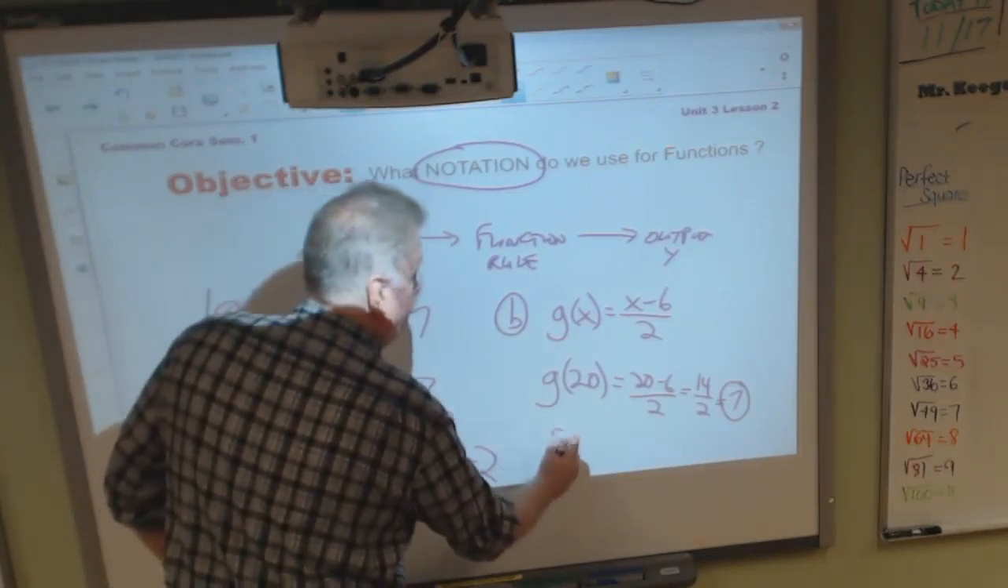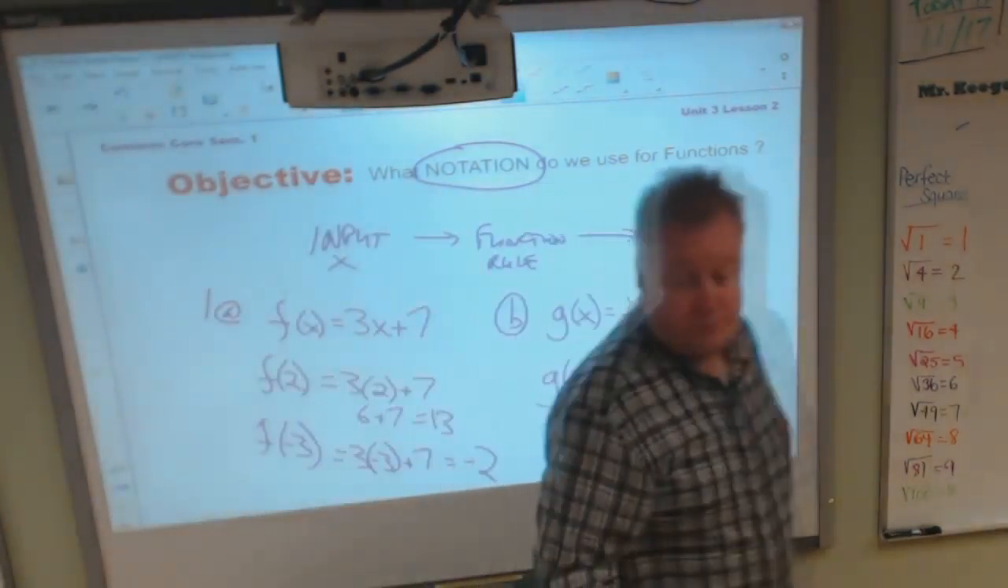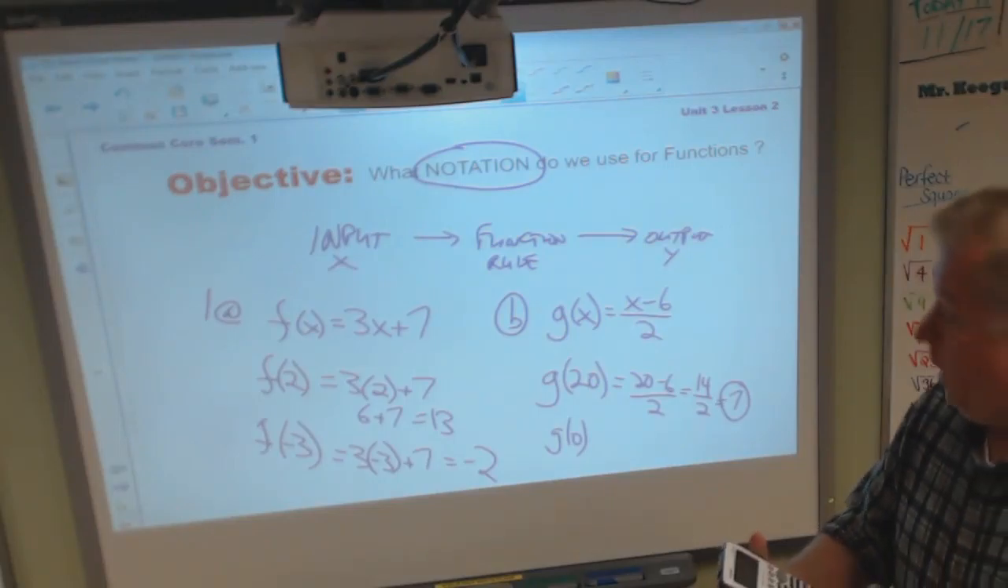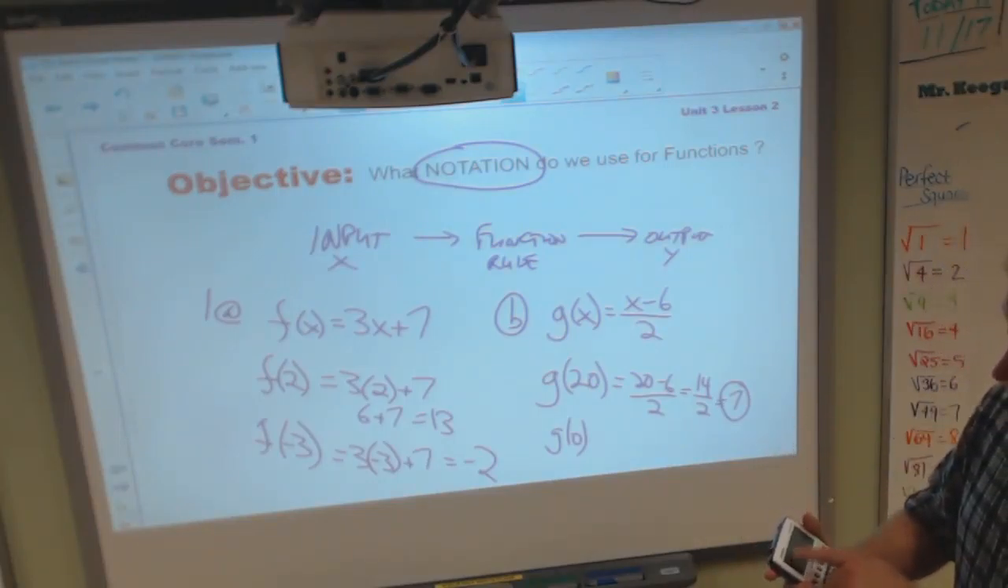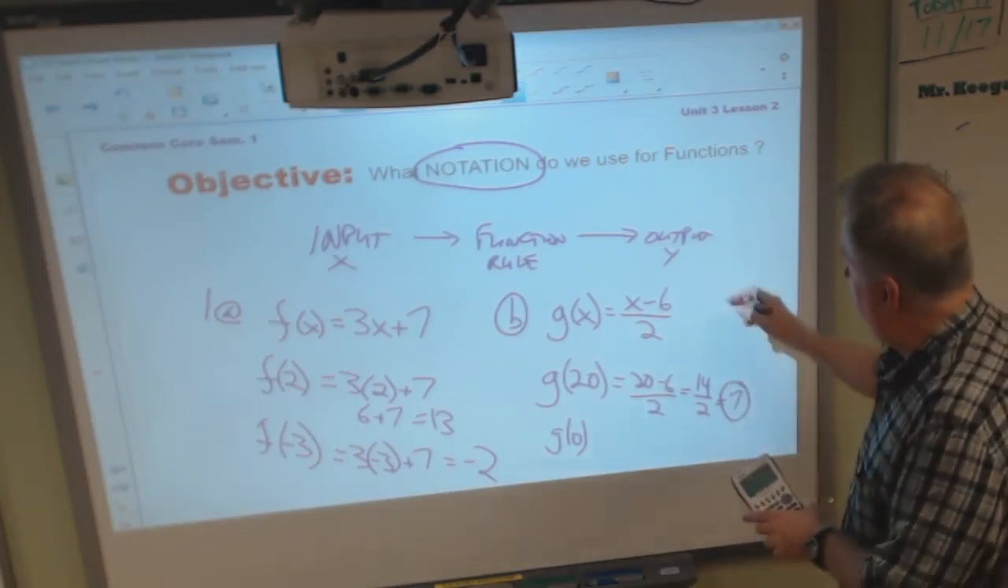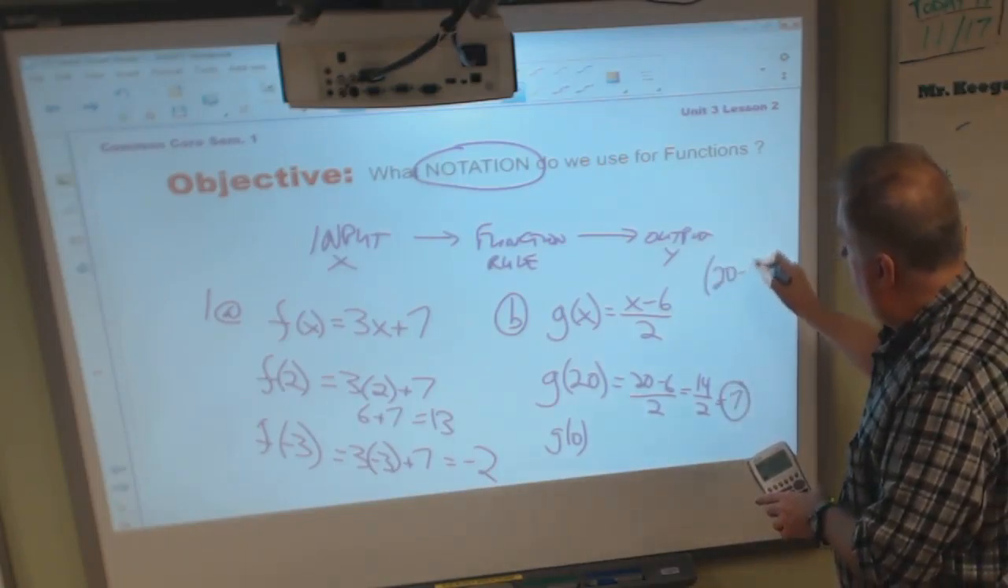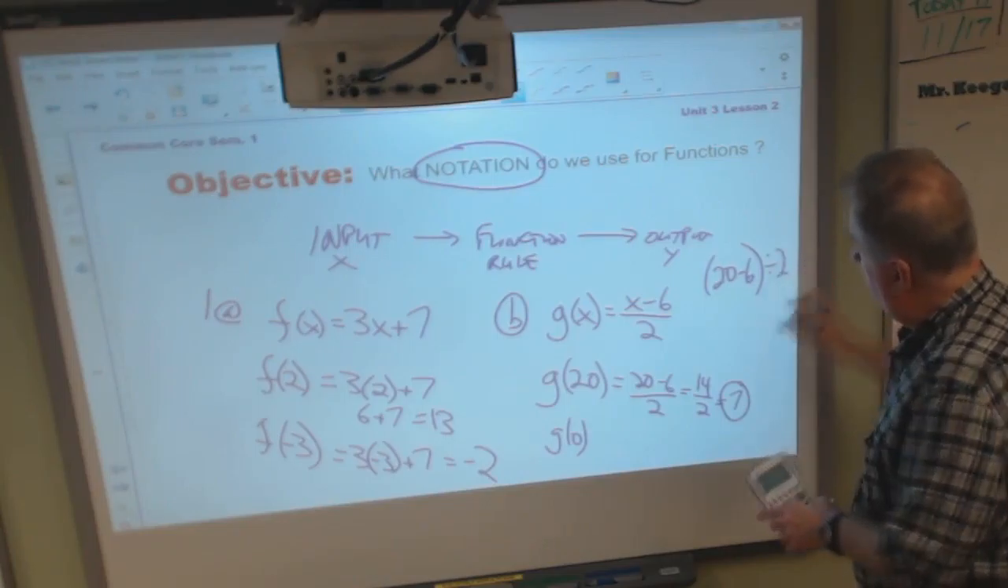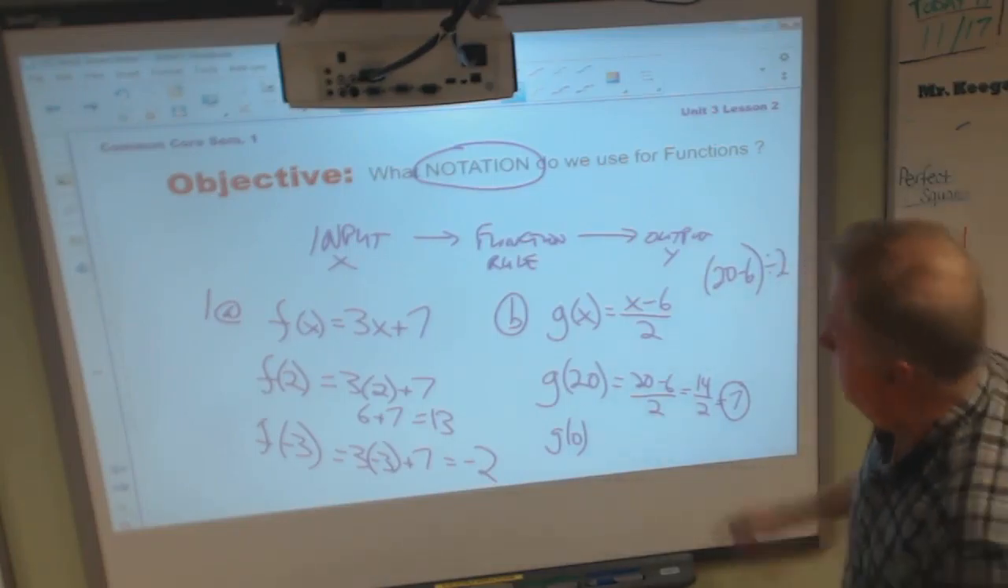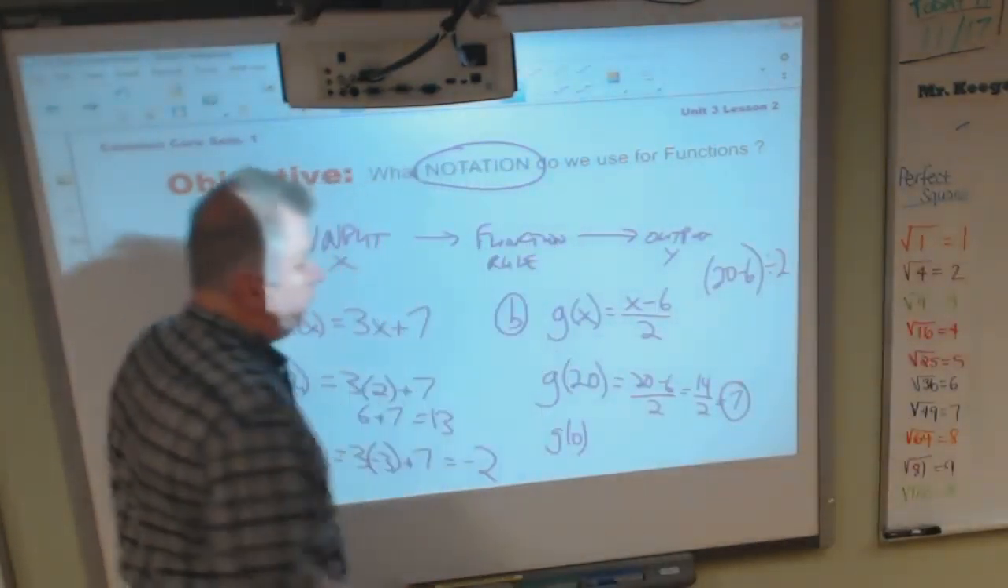This says 17, so let me see. Because of order of operations, you'd have to put it in like this. Whenever you put a fraction, it has to be in parentheses, right? Same thing. Now, what's g of 0 equal then?